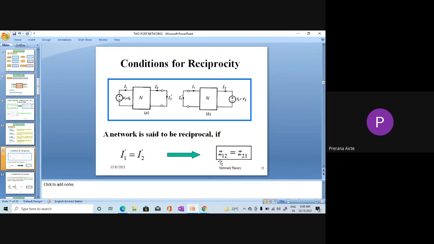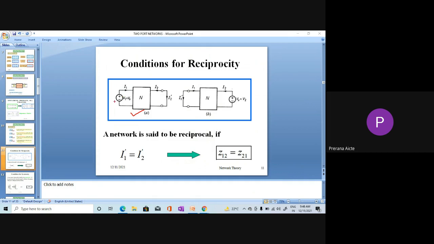In another manner, what is another condition for reciprocity? It is one of the very important conditions in order to understand your network theorems also. So I1 dash is equal to I2 dash. That is the dominant information. When you say I1 dash is equal to I2 dash, for a two-port network, we have taken a two-port network here. Let me take some marker here. So it is a two-port network, figure A.